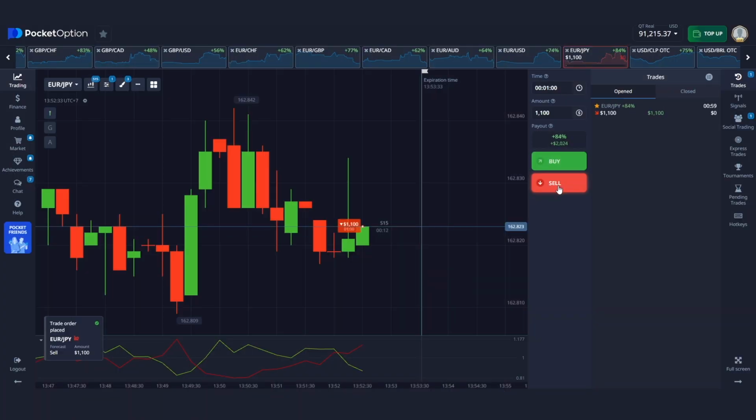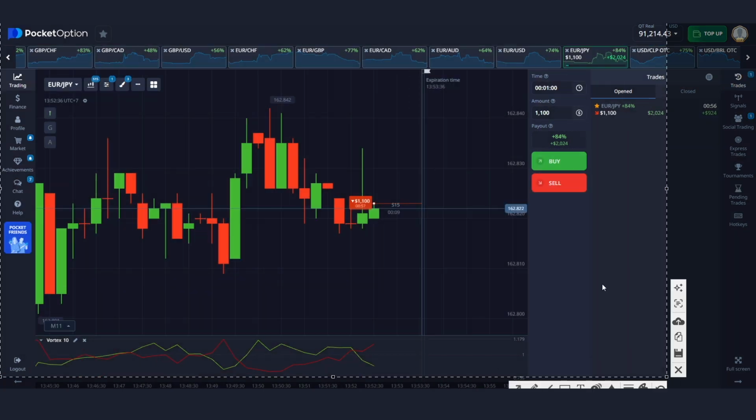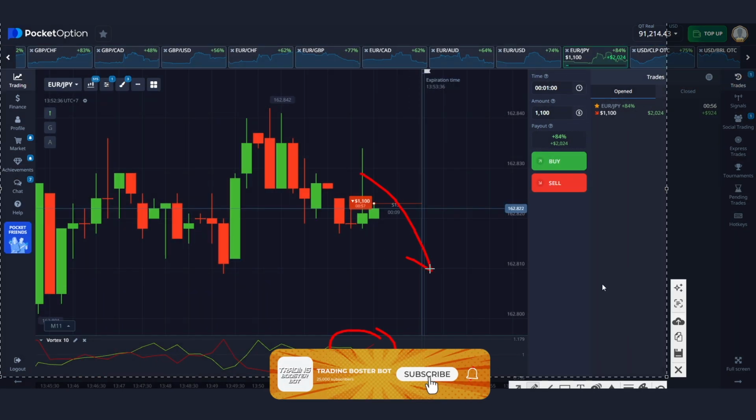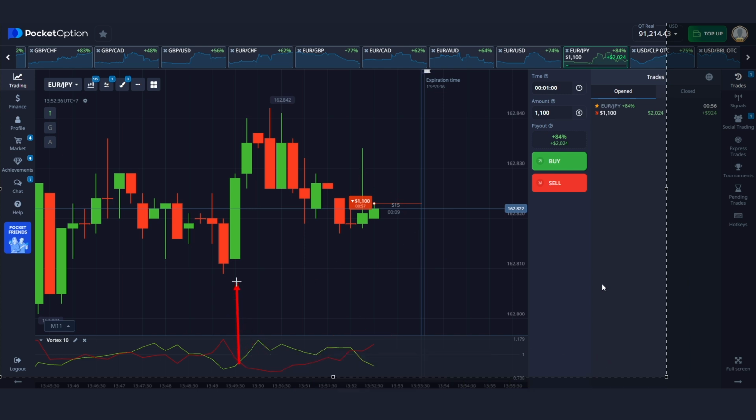For example, on the currency pair Euro, Japanese yen, we have a crossover and I open a trade for a decrease from this area. So the logic here is actually very simple. If we see that the green line is on top, then we open a trade for an increase at the moment these lines cross. If the red line is on top, then we open a trade for a decrease.